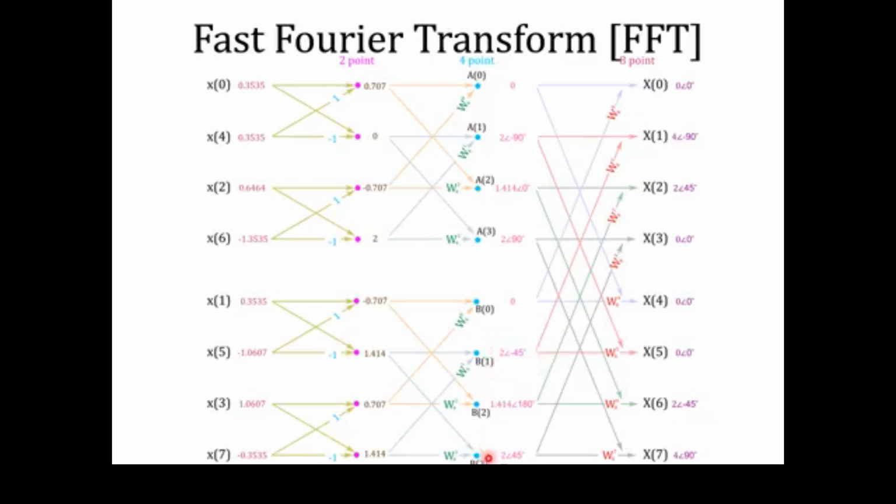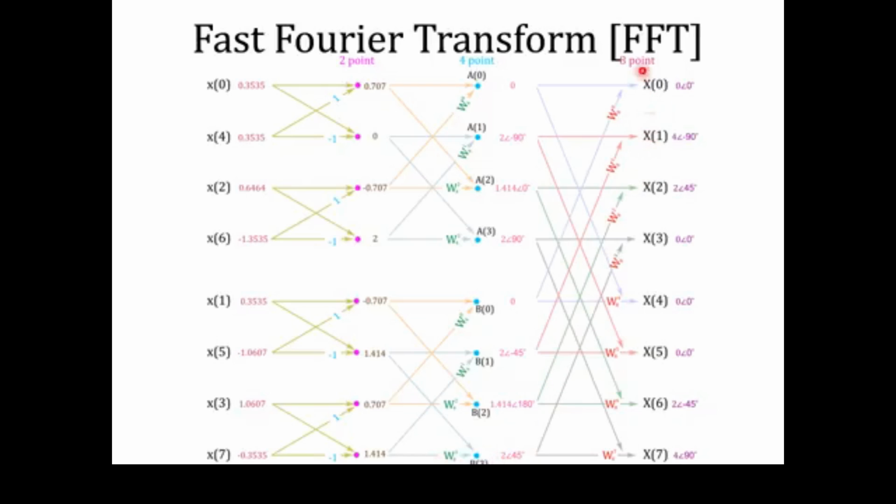Now let's come to the B of 3 sample value. Here we are adding 1.414 and the other sample is also 1.414, but before addition we will first multiply 1.414 with W43, and W43 is simply equal to plus j. So 1.414 plus 1.414 times j will be equal to 2 angle 45 degree. You can verify it through a calculator.